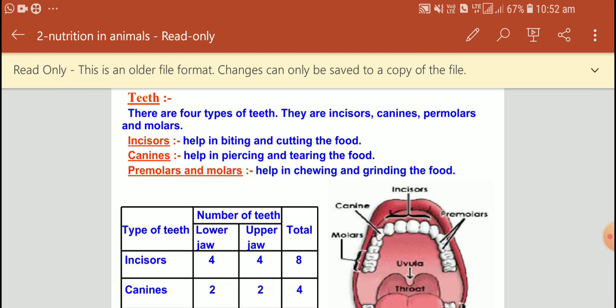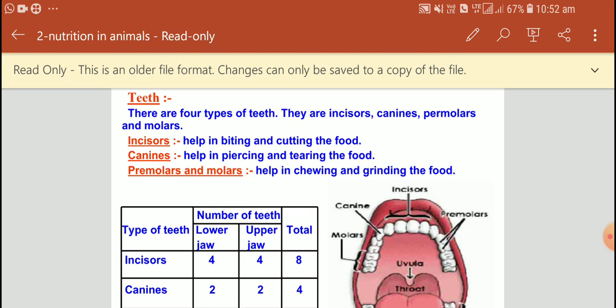Yesterday we discussed various types of teeth, isn't it? How many types of teeth are there? There are four types of teeth: incisor, canine, premolar, and molar. What is the function of teeth? It helps in grinding the food. In an infant, there are 20 teeth, but in our mouth, we have 32 teeth.